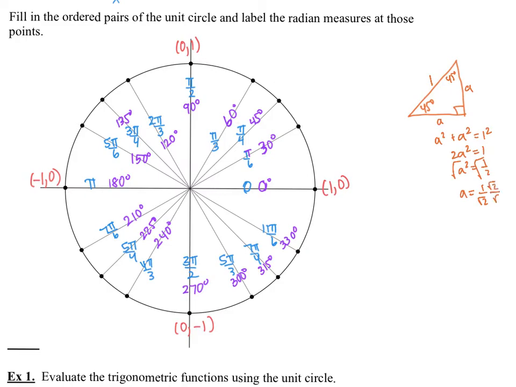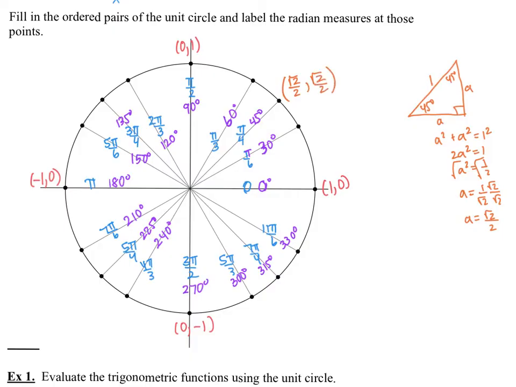So root 2 over root 2. I get the missing side is square root 2 over the square root of 4, which goes down to 2, which means both of these sides are square root 2 over 2, which means the ordered pair at 45 degrees or pi over 4 is going to be square root 2 over 2, comma, square root 2 over 2.